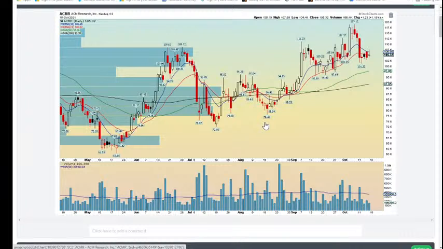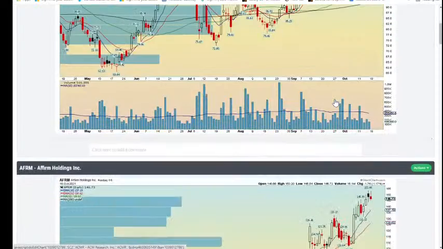So what I'll do in my first pass is basically just go through the IBD 50, and I'll look to see if we're above the 10, and at minimum we have to be above the 21-day for me to look at it. Or I should say above the 50-day, but I want to see the 10, 21, 50, and 200 all in the proper order, which means they're uptrending. And then I want to look at volume and see how the price action is. And then I'll just go through all those.